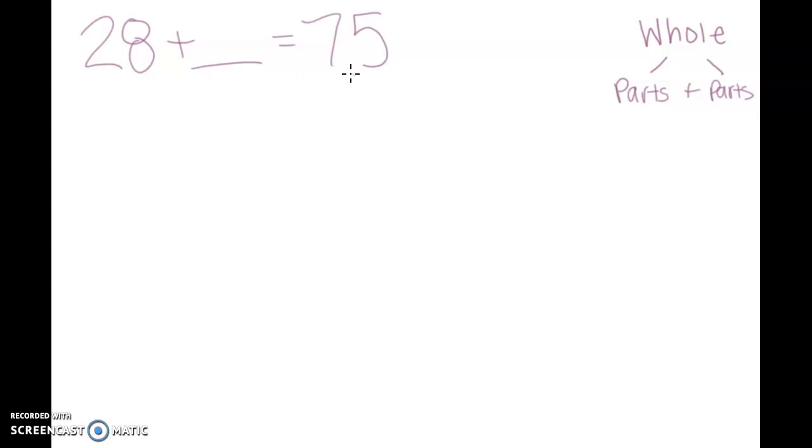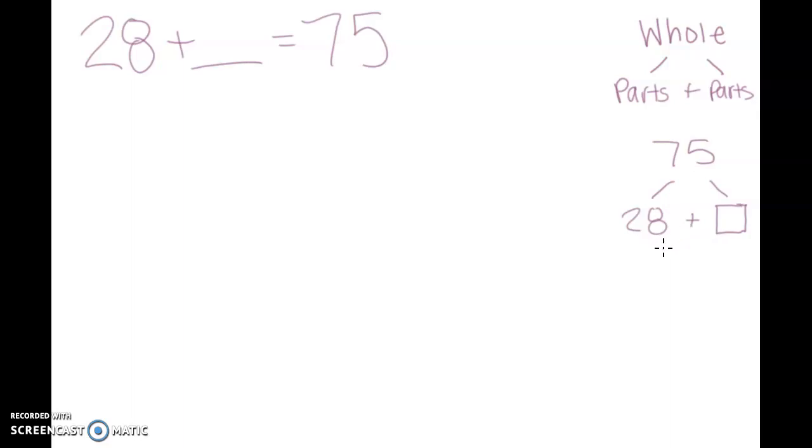So remember, in addition, our whole is always the answer. So 75, and my first part is 28. But I don't know my other part. Don't forget to put your addition symbol there. So I've set up my math mountain. And now what do I do?